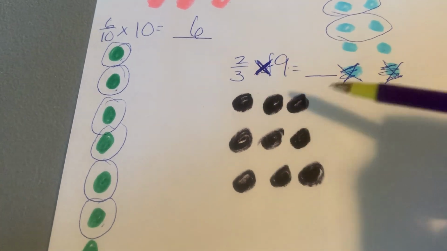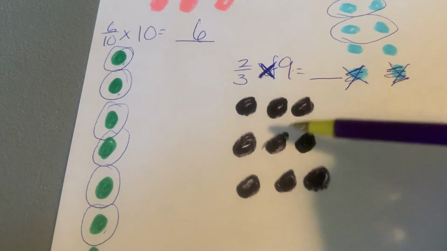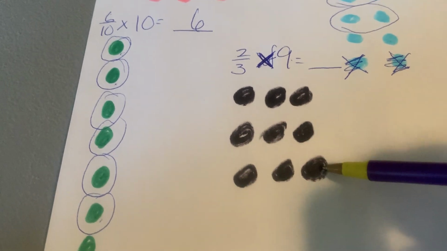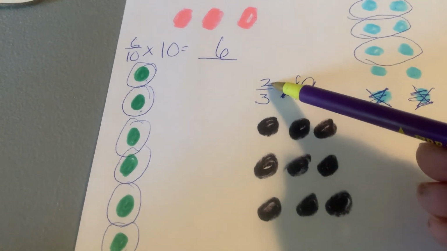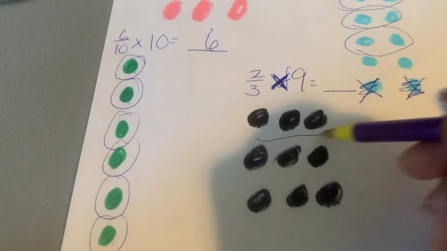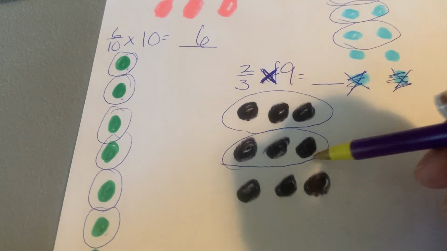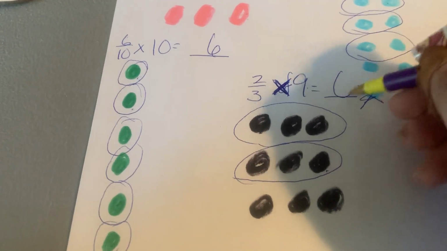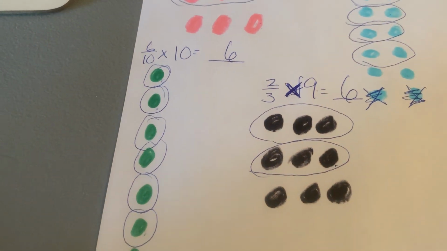So 9 divided by 3 is 3. So I have 1 row of 3, 2 rows of 3, 3 rows of 3. And then I'm thinking about 2 of those rows. And so I'm going to circle 1 row and 2 row, and 2 times 3 equals 6.